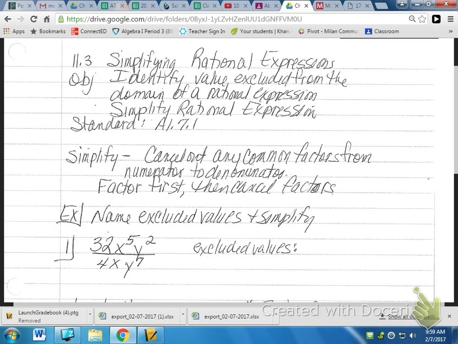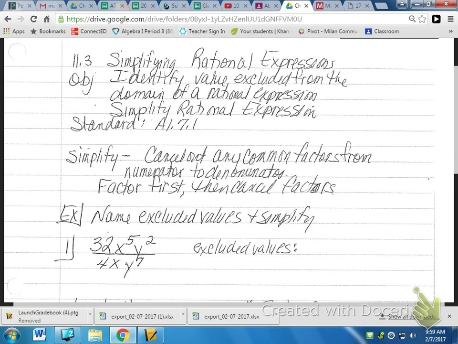Lesson 11.3, simplifying rational expressions. So we were introduced to rational expressions yesterday and what they look like. Now we're going to take that a step further and simplify them. Just like simplifying fractions, you can't leave any common factors on the top and the bottom. You have to cancel them out.